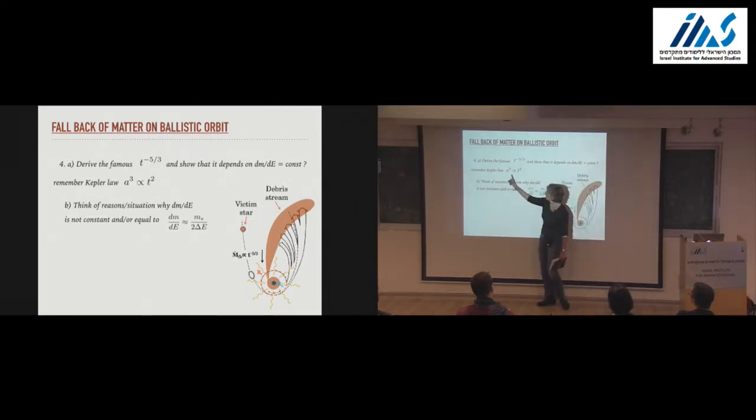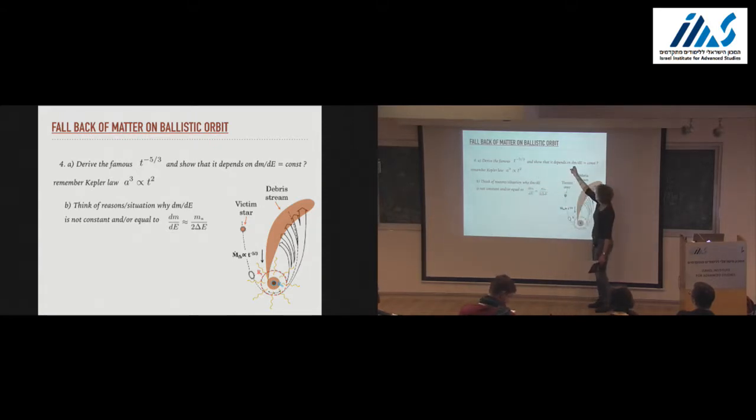Remembering Kepler's third law. And then think of a reason and also show that it depends on having an equal amount of mass in each bin of energy. And then think of a reason why this shouldn't be the case. Okay, so let's say seven minutes. Your turn.